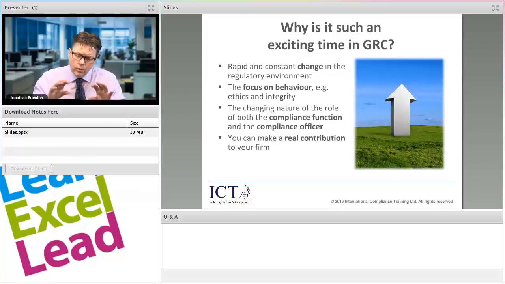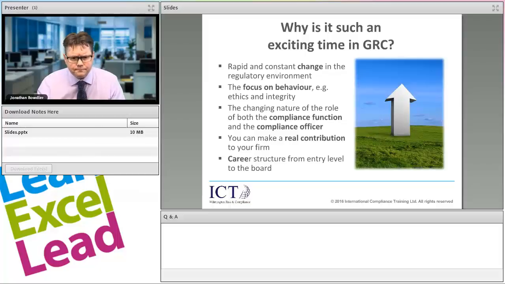So again, we look at how you can make a contribution to the business, how you can contribute to the overall commercial success of the business, whilst also making sure that you are managing the regulatory risk, which is your job.